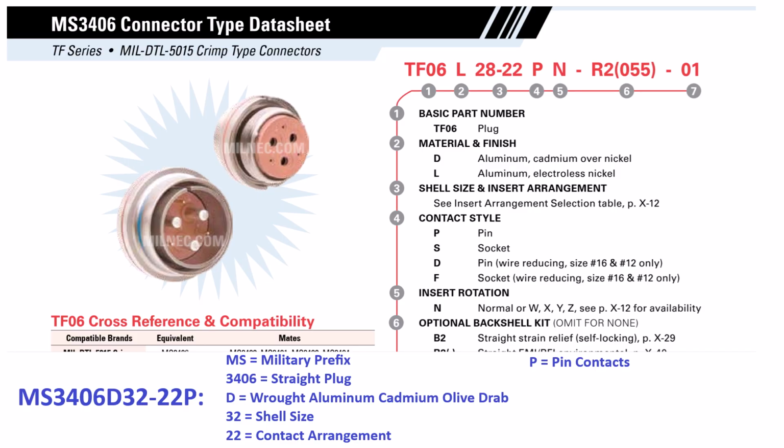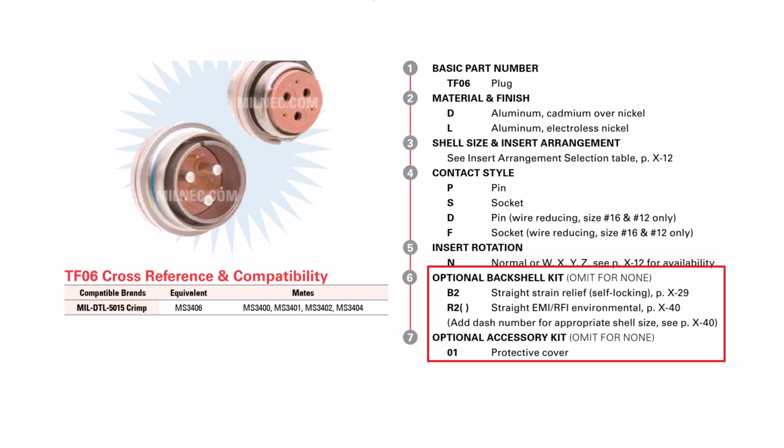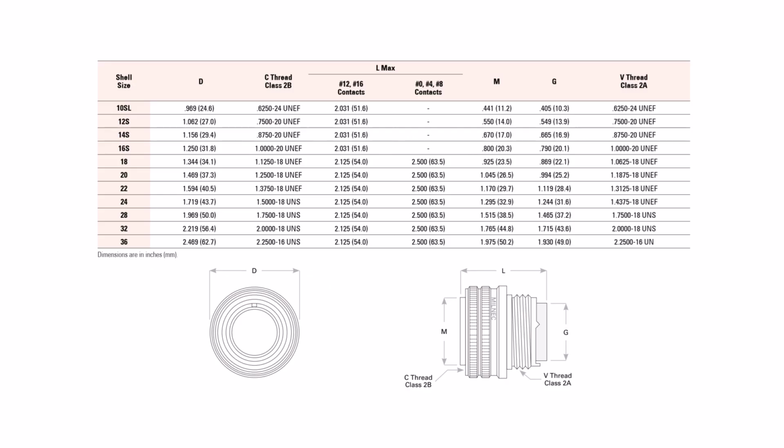The letter P stands for pin contact style, and the last character of the part number is blank, which means its insert rotation is defined as normal. Also, there is no optional backshell kit or accessory kit. Further down the page, we can see plug dimensions. The V thread is class 2A, which is an external thread.